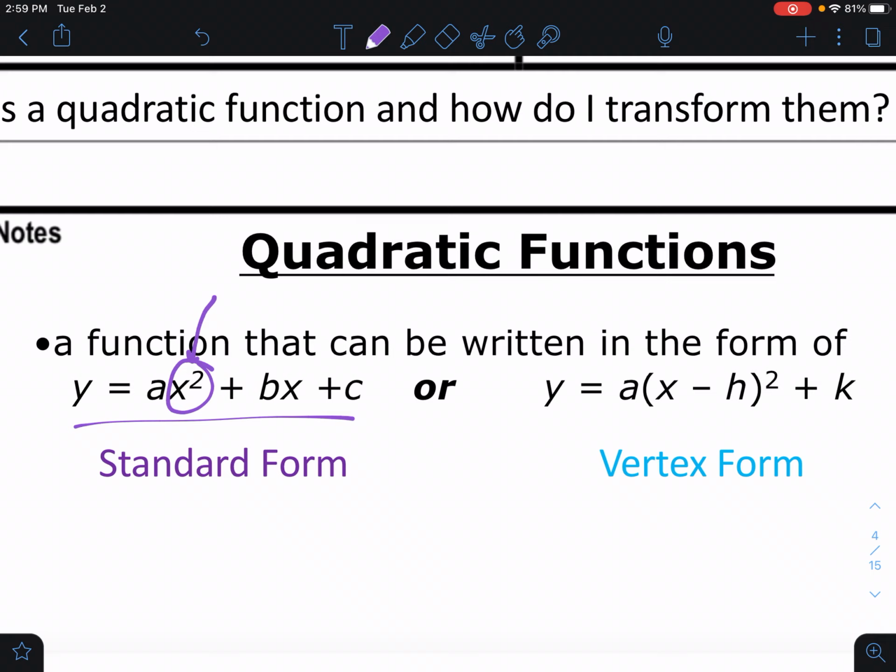But it has to have that term. It might not have these other terms. They don't necessarily have to be there, but it has to have that x squared in there, and it has to be the highest degree term. Okay, so that's one of the things you're going to look for.